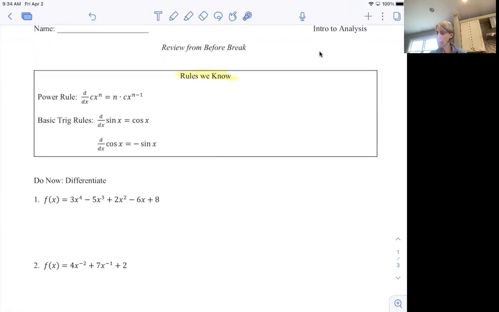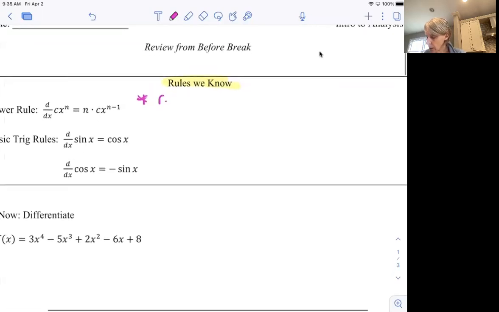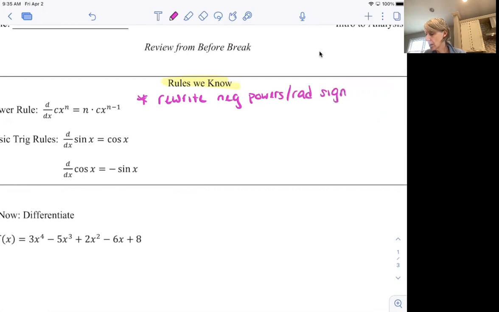Before break, we talked about the power rule, right? If we take the derivative of something times a variable raised to a power, bring the power down in front, multiply it by whatever number was there, subtract 1 to get the new power. We just want to remember that when we use this rule, we want to rewrite negative powers and radical signs. We're going to review that in just a minute.